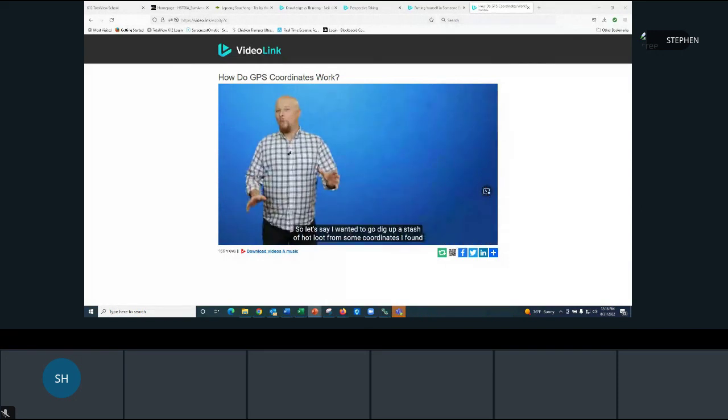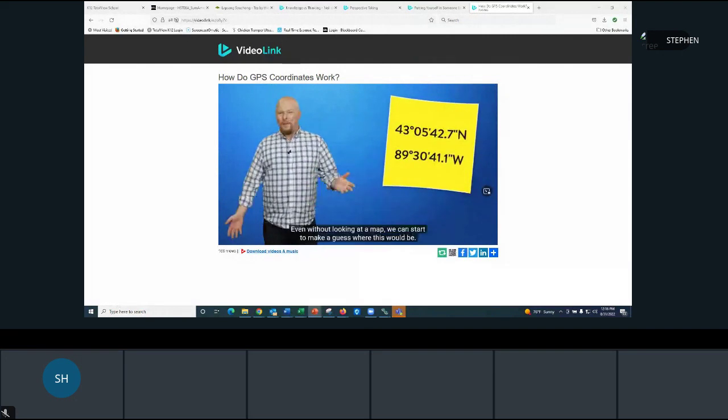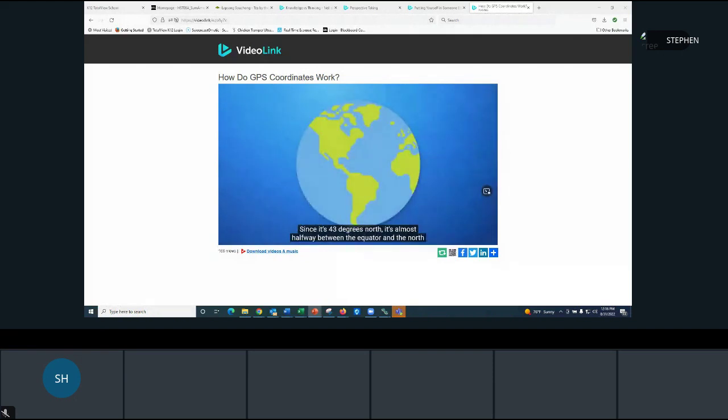So, let's say I wanted to go dig up a stash of hot loot from some coordinates I found written in a mysterious note. Even without looking at a map, we can start to make a guess where this would be. Since it's 43 degrees north, it's almost halfway between the equator and the North Pole, halfway being 45 degrees. And since it's 89 degrees west, it's almost halfway west between the prime meridian and the opposite side of the globe, halfway being half of 180 degrees, or 90 degrees. Based on this alone, you can guess it's probably somewhere in North America.